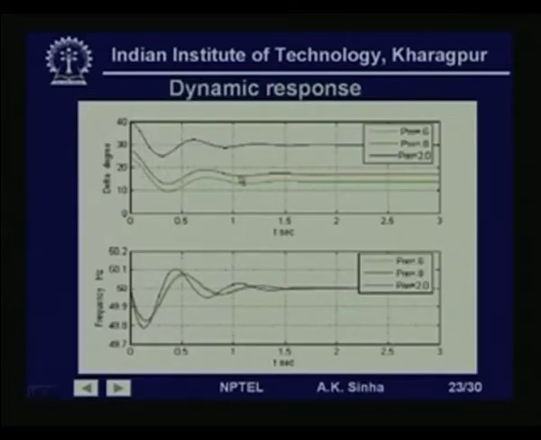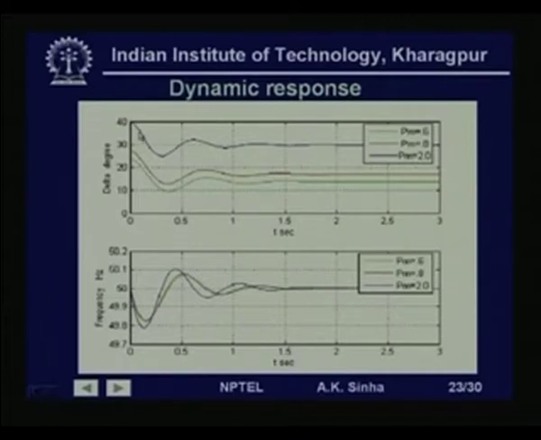Now, here we have shown characteristics with P m is equal to 0.6 and for P m is equal to 2, the delta angle varies like this. Similarly, the frequency in the two cases are shown here. We have also shown a third case with P m, that is the starting point, being 0.8 per unit. So, initial output is 0.8 per unit. In that case also we can see that these plots are very similar.